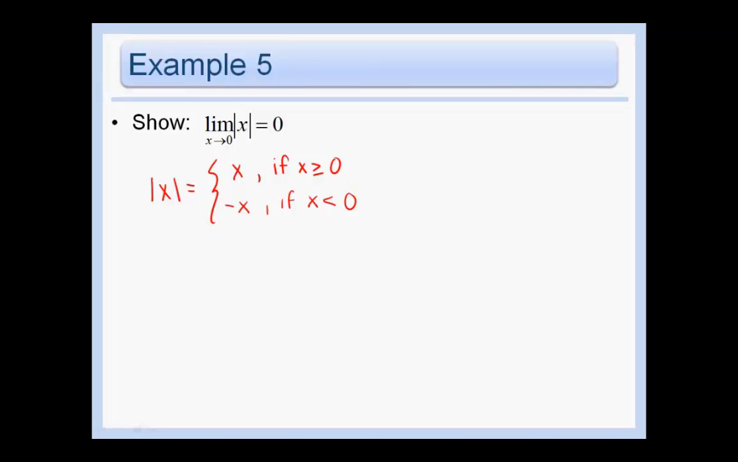So let's look at the limit. We want to look at the limit as x approaches 0 from the left, and we want to look at the limit as x approaches 0 from the right. In order for the limit as x approaches 0 of the absolute value of x to equal 0, we've got to have it equal the same thing from both the left and the right. Right? So we just said. So in order to do this first, evaluate this first limit from the left, we're going to use which one? We're going to use if x is less than 0. We're going to use this equation, right?